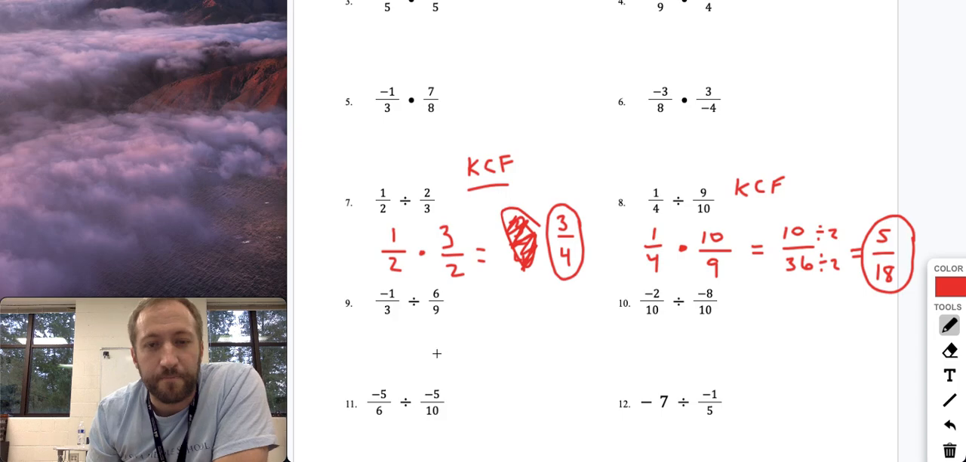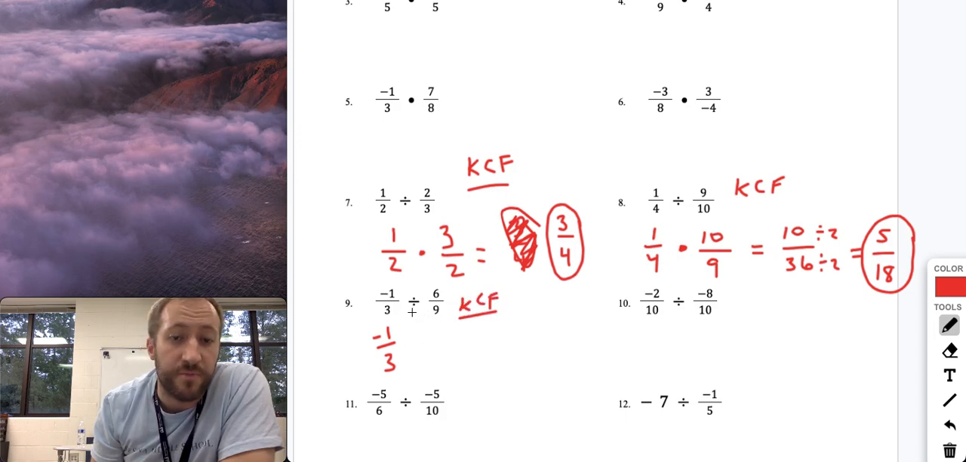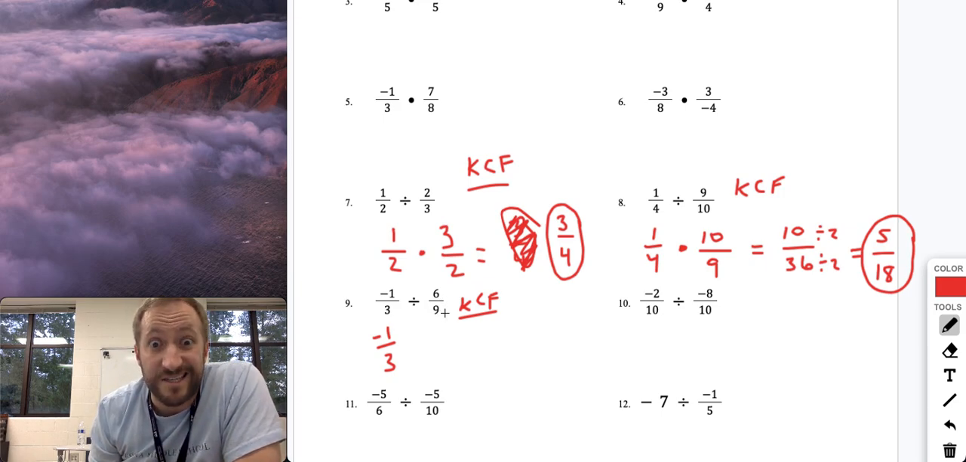Let's look at the next one. Again, another division problem. I always turn division problems into multiplication problems using that keep, change, flip method, or just remembering to multiply by the reciprocal. Same thing. And remember, the reason we do that is because multiplication is kind of a lot easier than division.